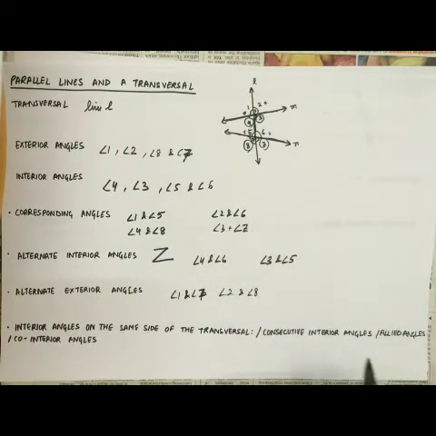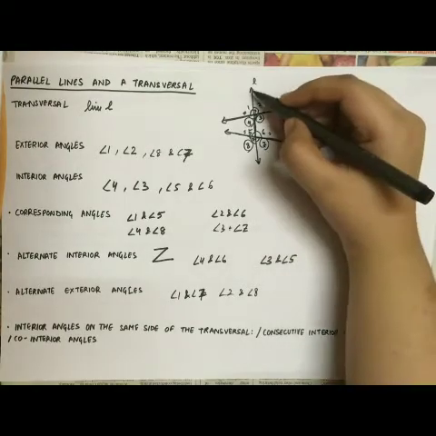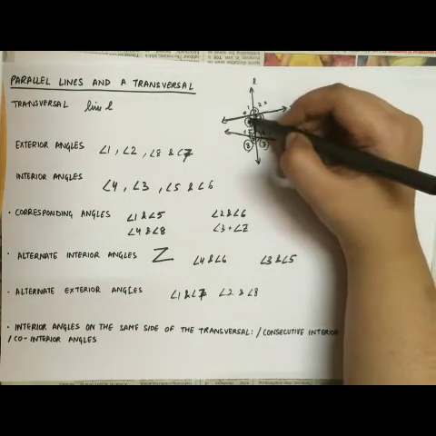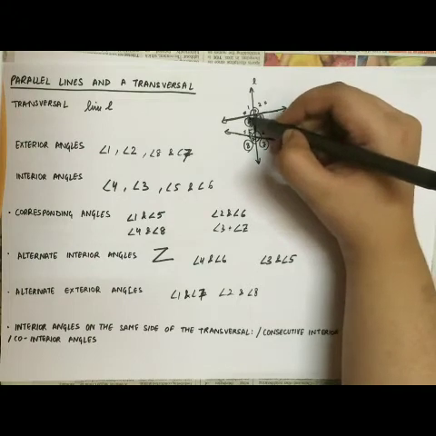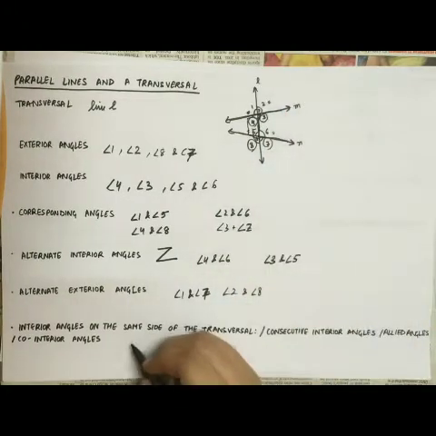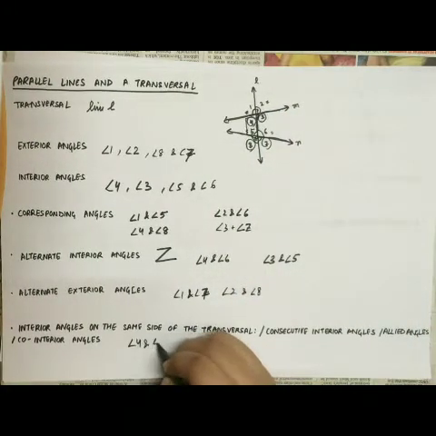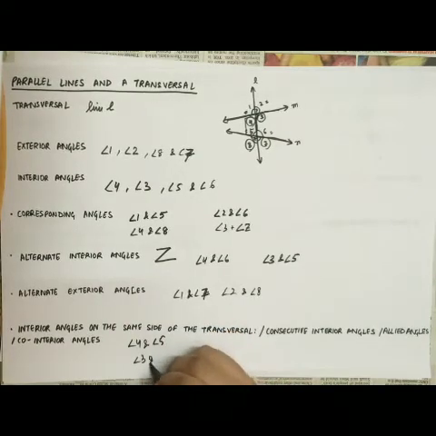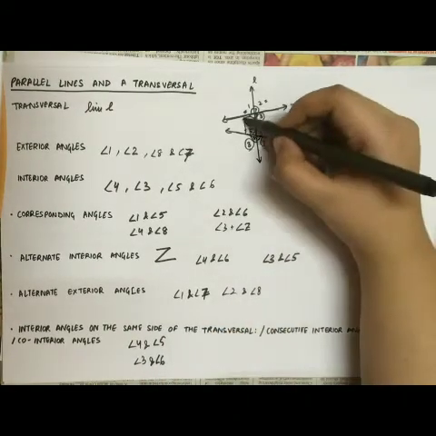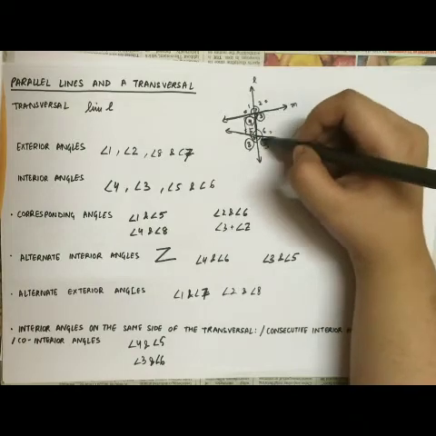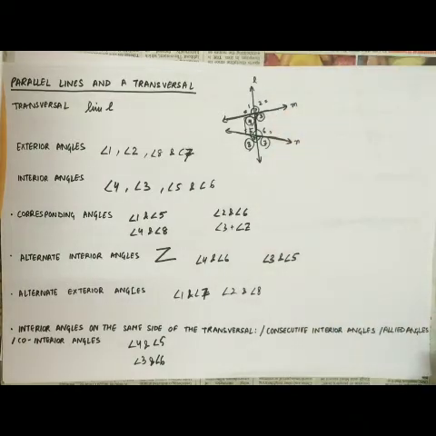Now interior angles on the same side of the transversal are also known as consecutive interior angles, allied angles or co-interior angles. It means this is a transversal and the interior angles on the same side of the transversal are angle 4 and angle 5, and angle 3 and angle 6. These are on the same side of the transversal and these are on the other side of the transversal.